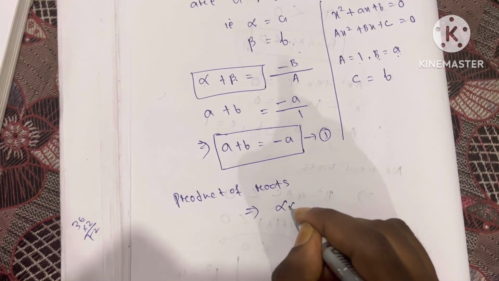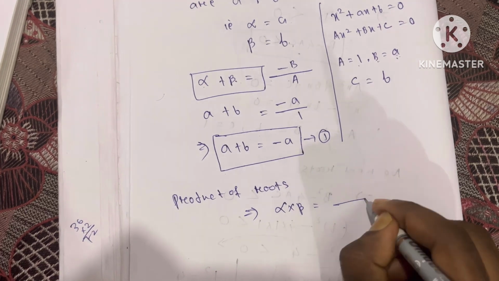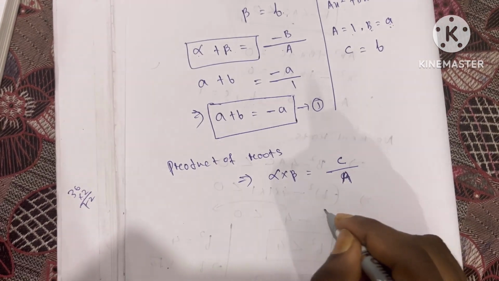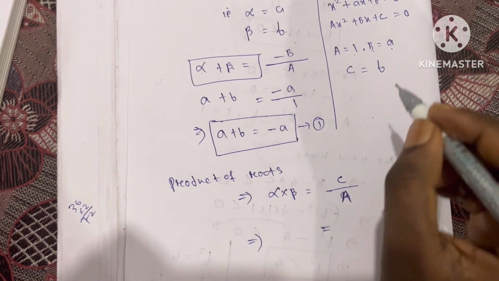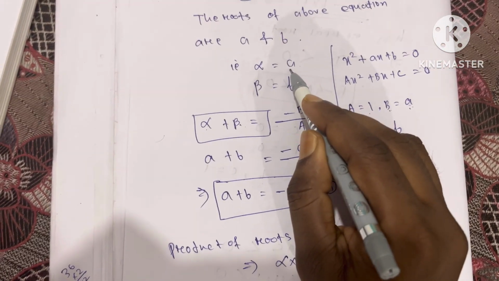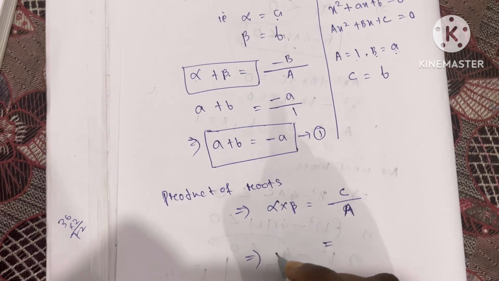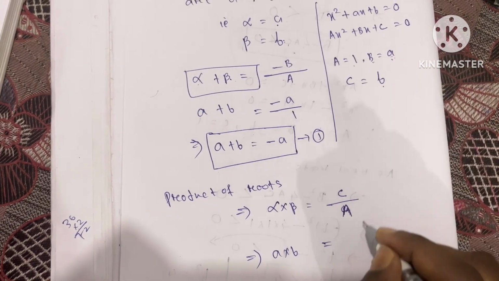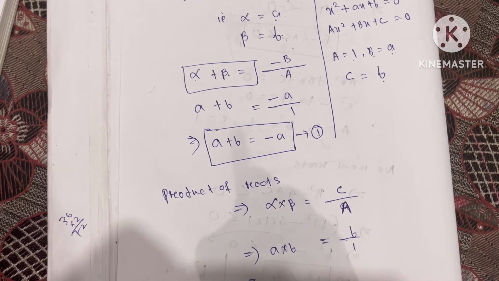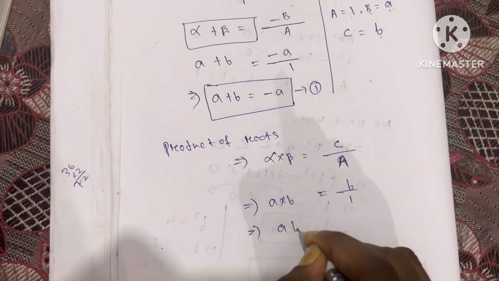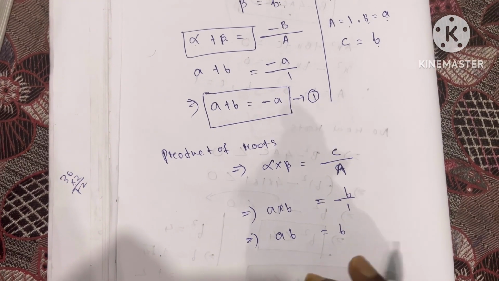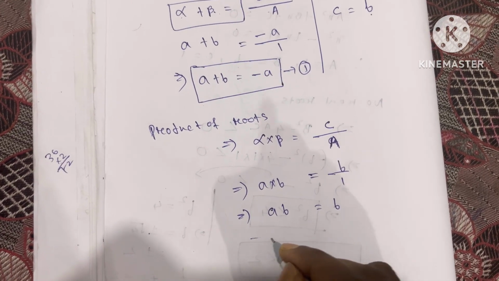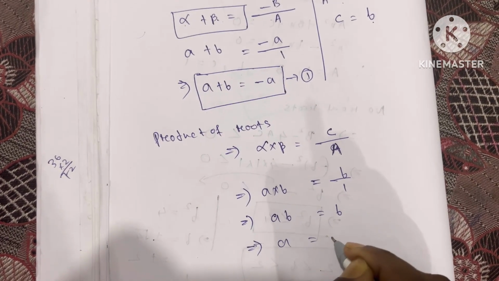Similarly, if you use the product of roots formula, that means alpha into beta is equal to c by a. Here alpha is equal to a and beta is equal to b. So a into b is equal to c, and the value of c here is b. So b by a means 1. So I got the value of a into b is equal to b. Here also b, here also b. If you divide both sides by b, you will get a is equal to 1.